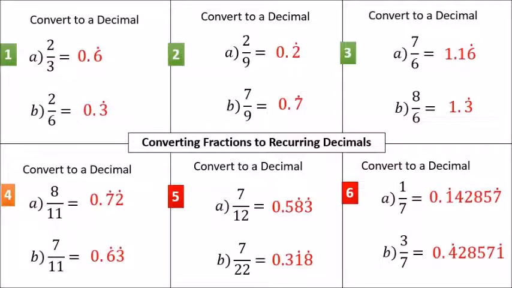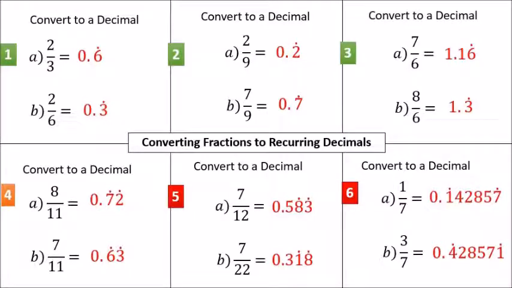So the answers to these are now on screen. 2/3, 0.6 recurring. 2/6, 0.3 recurring. Recognise that 2/6 is the same as 1/3, so that makes sense. 2/9 ends up being 0.2 recurring. We have the 2 repeating, and 7/9 ends up being 0.7 recurring. So whenever we have ninths, the number that we have as a numerator ends up being a recurring digit.